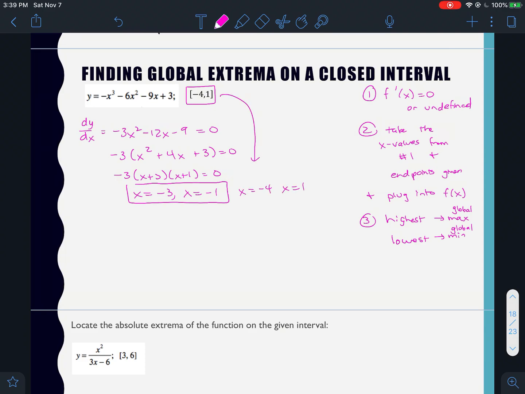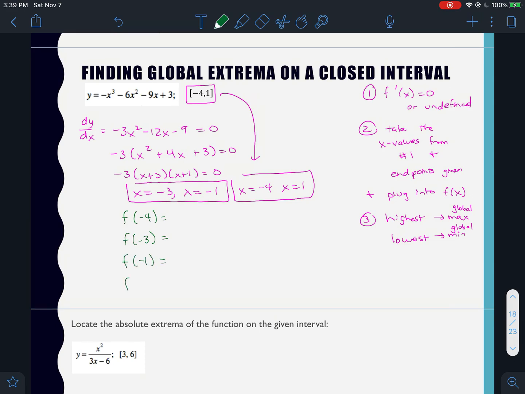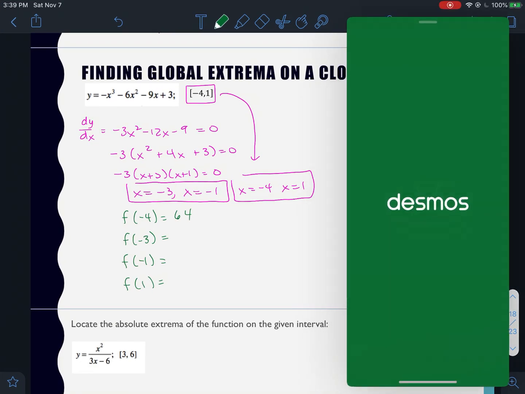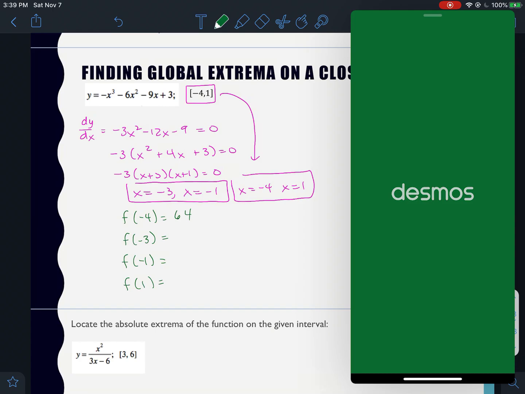So I'm going to take negative 3 and negative 1, and then I'm going to take my endpoints. So my endpoints were x equals negative 4 and x equals 1. And I'm going to plug all of these back into the original function. So I want to find f at negative 4, f at negative 3, f at negative 1, and f at 1. So I'm going to find my original function at all 4 of those x values. The biggest y value I get will be the global maximum, and the smallest y value I get will be the global minimum. So if I take negative 4 and plug it in, I would get negative 64 and then times the negative, so I would get 64.